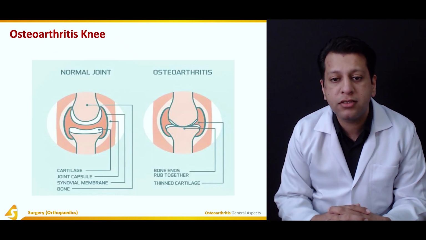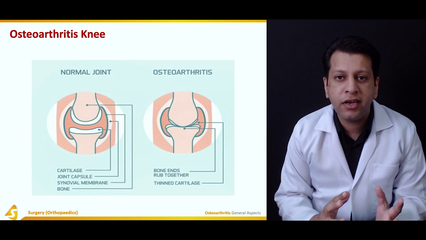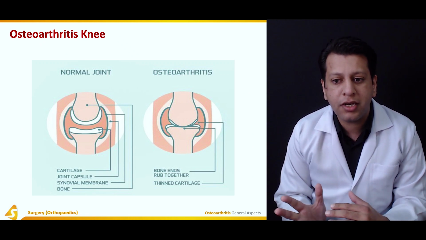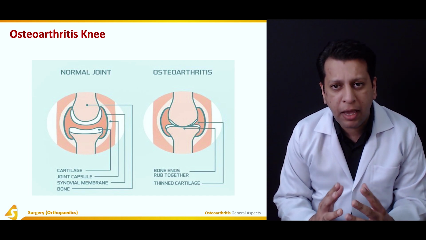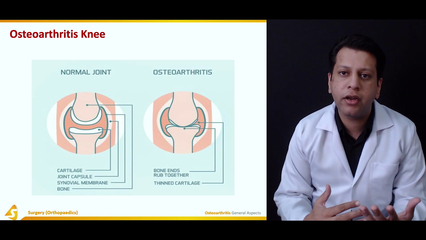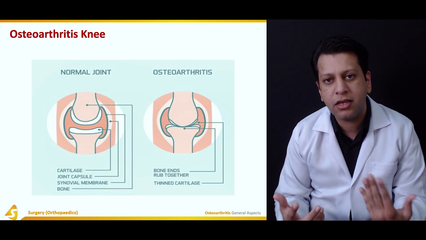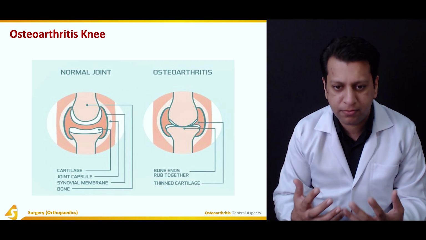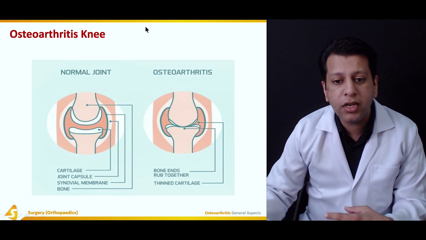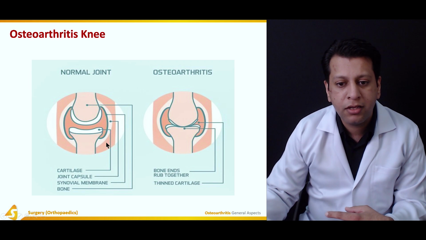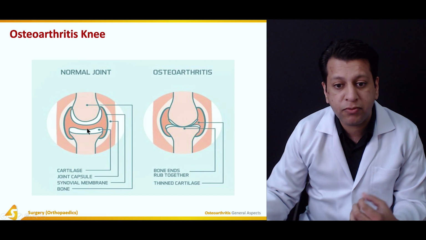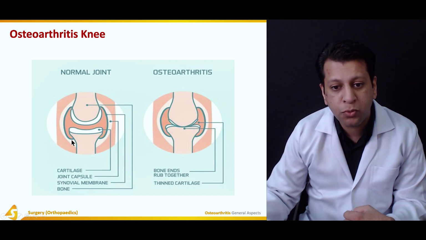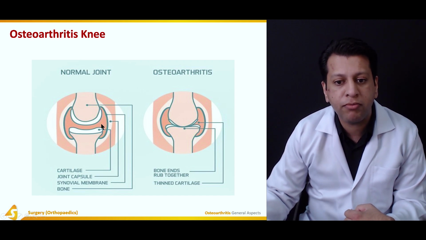Now, if you see this diagram, on the left side there is a normal joint, and on the right there is an osteoarthritic joint of a knee. What actually happens in osteoarthritis? What do we see on x-rays or diagrams? If you see over here, this is the femur, this is the tibia, and this is the knee. A knee is actually a synovial joint. This is the capsule, inside is bathed by synovial fluid, and this is the cartilage which is present.